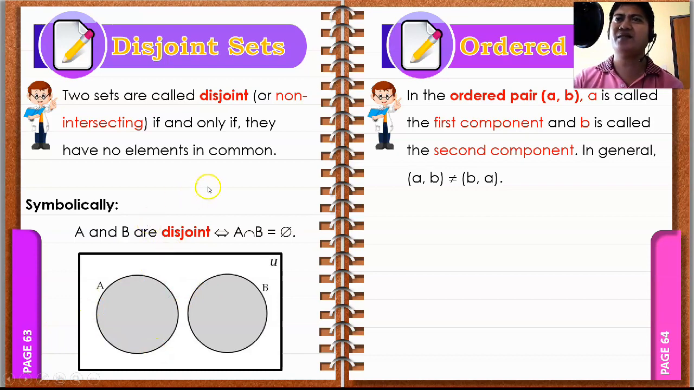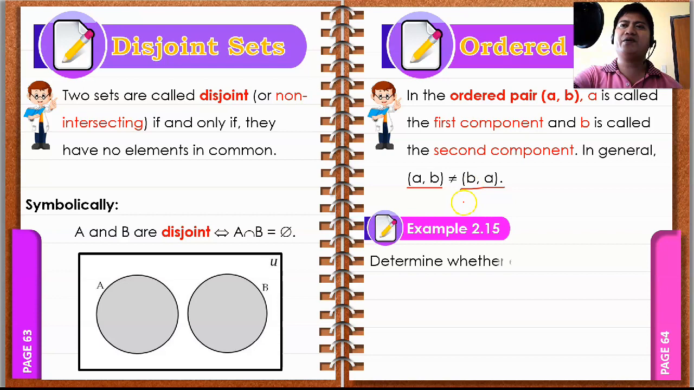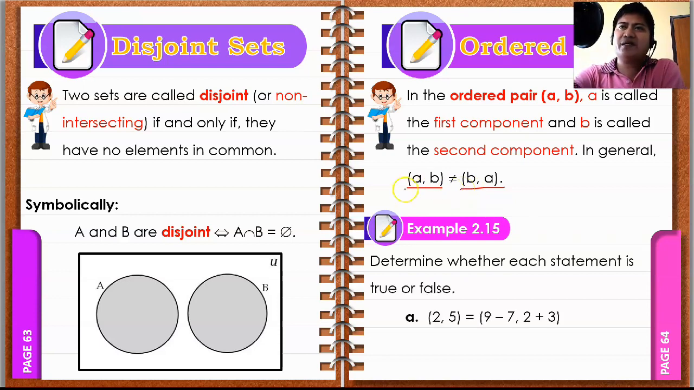So in general, we have the ordered pair (a, b) is not equal to (b, a), because a is the first component, while on the other side b is the first component, and they're not equal. So for example, determine whether each statement is true or false. Take note that in writing the ordered pair, we are using parentheses, not the brackets. Brackets are used in writing elements.